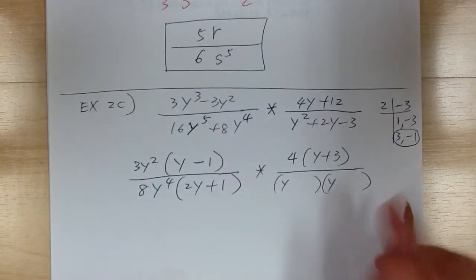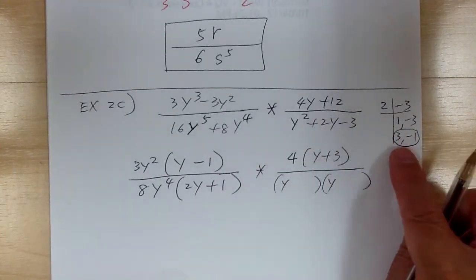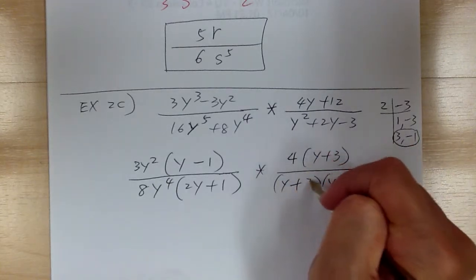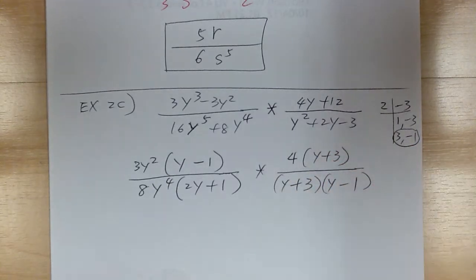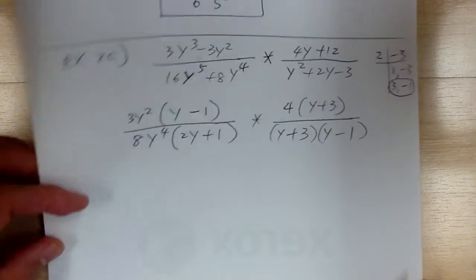So that's your master product. Since there's no number in front, it's very easy. Whatever you see is whatever you put down. So it'll be plus 3, minus 1. After you do all the factoring, now you're ready to do canceling.